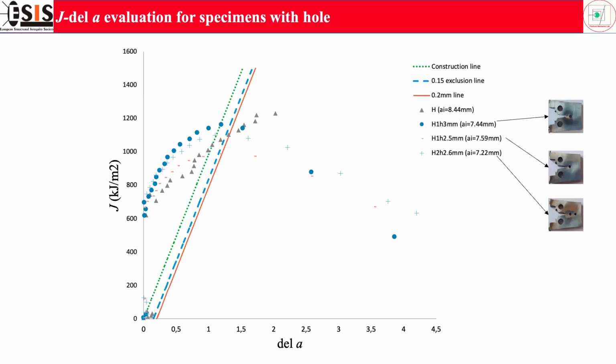Another point is that for the specimen having a hole diameter of 3 mm, the decreasing rate is quite higher compared to the other specimens, which means that the specimen with larger hole diameter has a higher affinity to attract the crack in comparison to the other specimens. So I hope I'm on time.